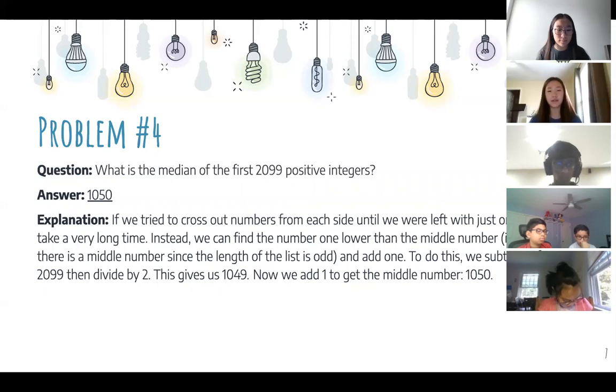So instead, we can find the number 1 lower than the middle number, so 1 lower than the median. And we know that in this case, there is a middle number since the length of the list is odd. And then we can add 1 to that to get our median. So to do this, we subtract 1 from 2,099, and then we divide by 2. So that gives us 1,049, and then we can add 1 to get the middle number.